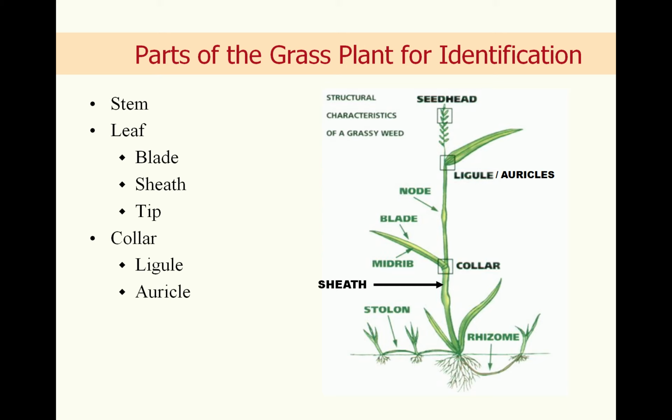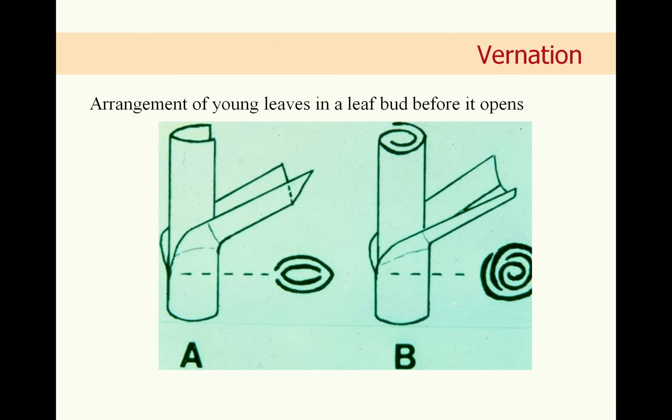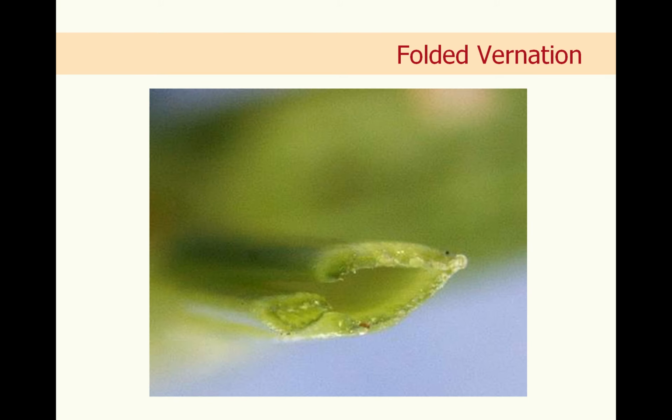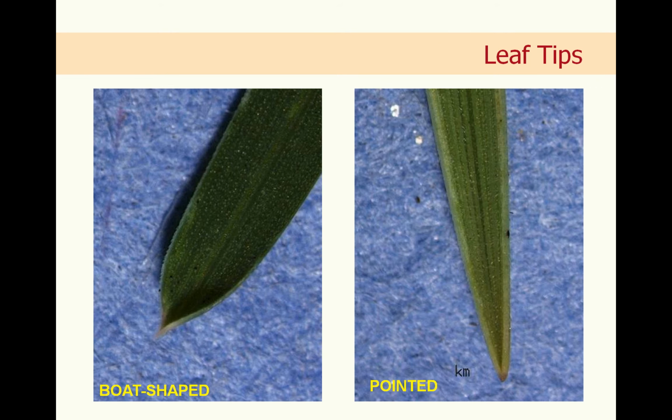Before looking at the leaves and other structures, you should determine the vernation when you're trying to identify a weedy grass. Vernation refers to the arrangement of young leaves in a leaf bud before it opens. Vernation is one of the first characteristics you should look at when attempting to identify a grass plant. Here you can see the rolled vernation of tall fescue. And here you can see the folded vernation of perennial ryegrass.